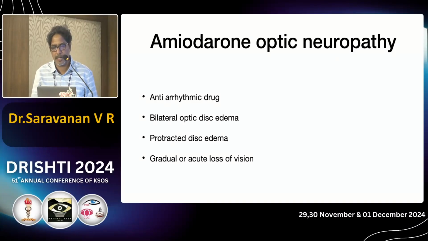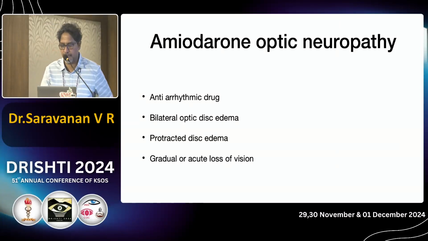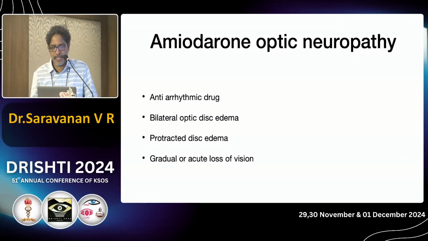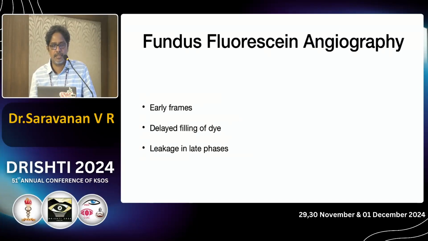I have seen one case of amiodarone optic neuropathy, which I wrongly diagnosed. But the disc edema was persisting. Normally in NAION, the disc edema will resolve within 3 to 4 weeks and pallor will set in. But this case had persisting edema, and finally, after reading up, we diagnosed that the patient was on amiodarone, and it was the reason for this neuropathy.